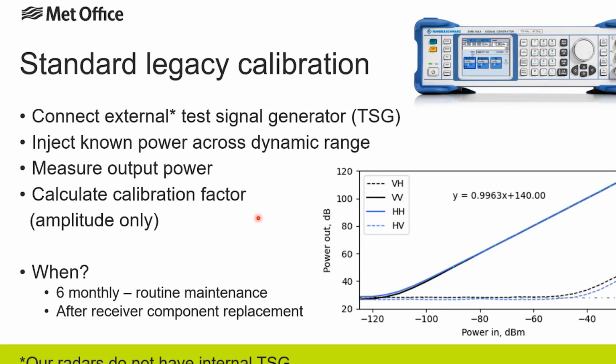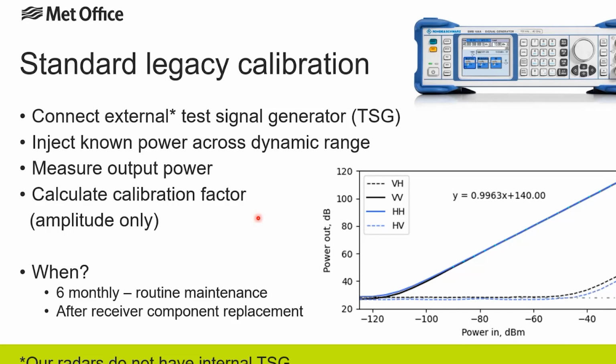The purpose of a standard legacy calibration is to calculate the losses in the receiver so that we can calculate a calibration factor that's used when converting from a received power to a reflectivity. This is important because we produce composite products and also contribute towards European products. So it's important that the reflectivities are consistent across multiple sites.